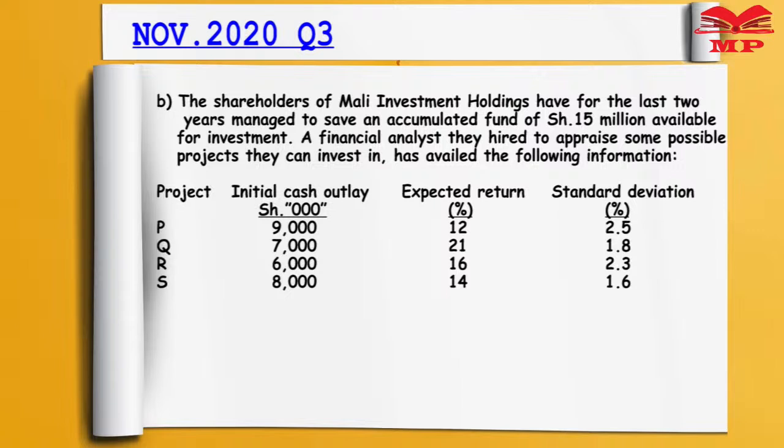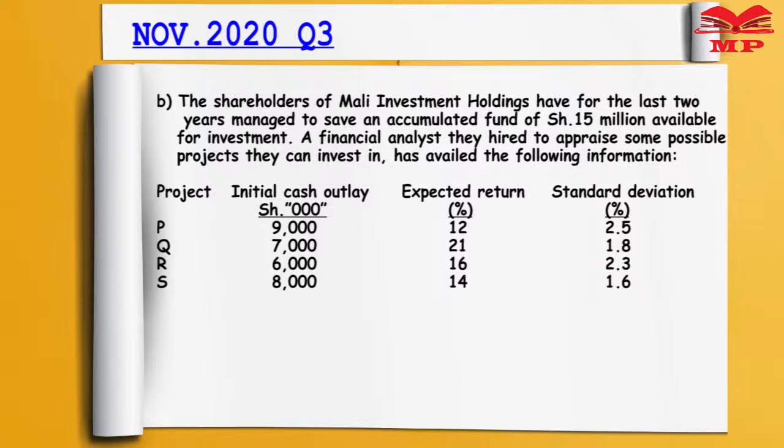Project Q requires an initial cash outlay of 7 million. That means the combination of projects P and Q is not possible, because the total amount required to invest in projects P and Q is 16 million, yet the limit that the company has is 15 million. So the combination of projects P and Q is not possible.